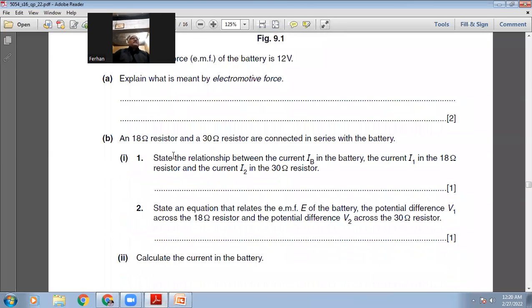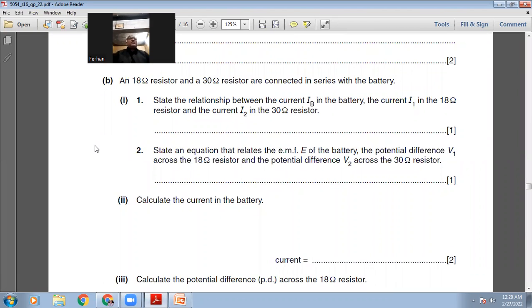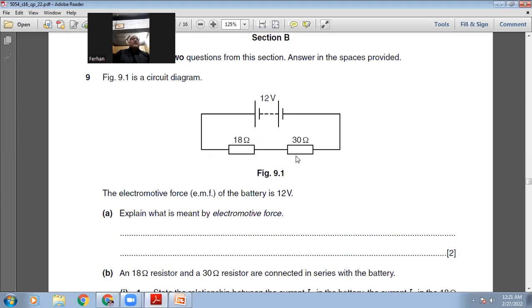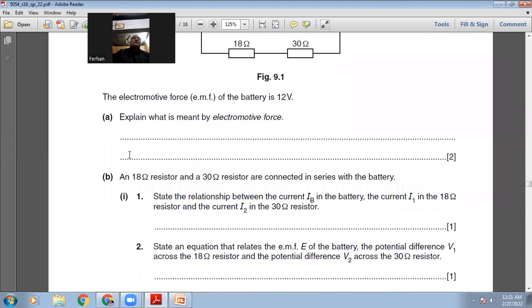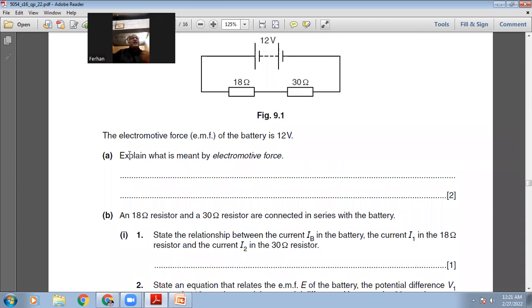Okay, so the next question. He says an 18 ohm resistor and a 30 ohm resistor are connected in series with the battery. State the relationship between the current IB from the battery, the current I1 in the 18 ohm resistor, and the current I2 in the 30 ohm resistor. Because the battery, 18 ohm resistor, and 30 ohm resistor are all connected in series with each other, the same amount of current which comes out of the battery will flow through the 18 ohm resistor, the same amount will flow through the 30 ohm resistor, and the same amount will go back to the battery. So IB will be equal to I1 will be equal to I2. The current coming out of the battery, the current flowing through the 18 ohm resistor, and the current flowing through the 30 ohm resistor, they all will be the same.